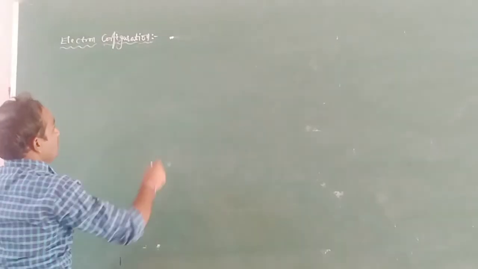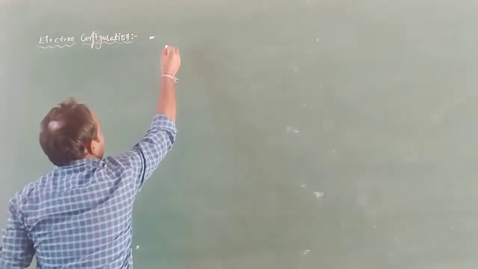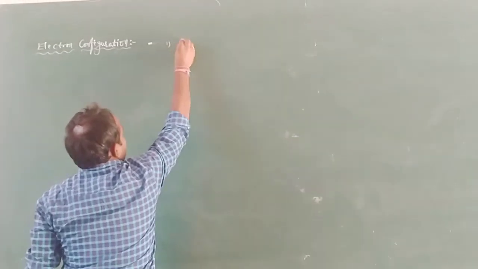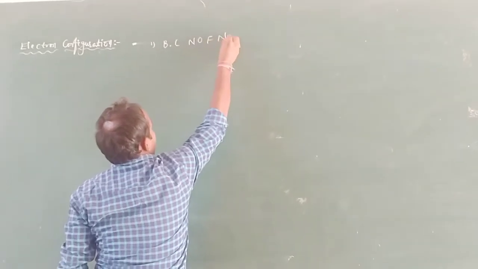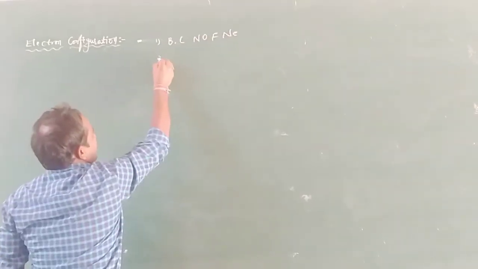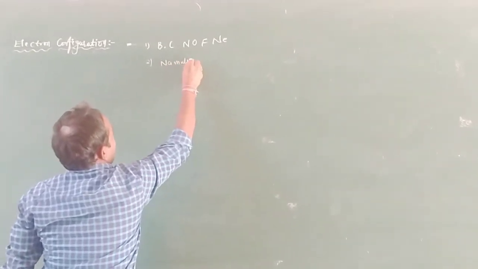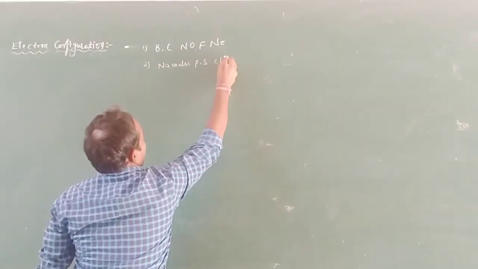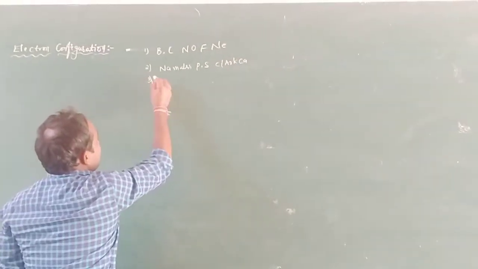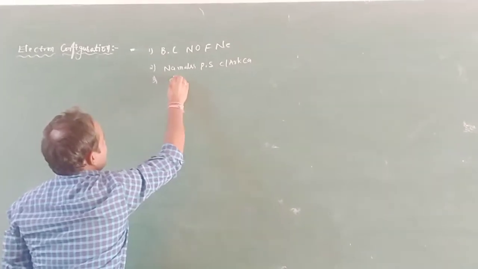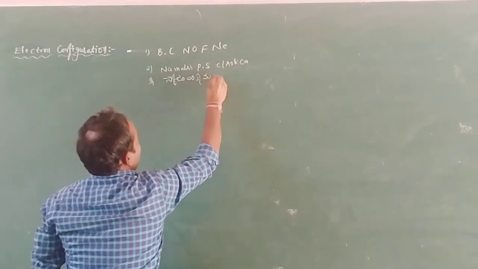We will consider the elements 1 to 30. Here I have to prepare three formulas. The first formula is BC Na4. The second formula is Namalsi PS Clark. The third formula is Scatti-Wickraman Feconic.